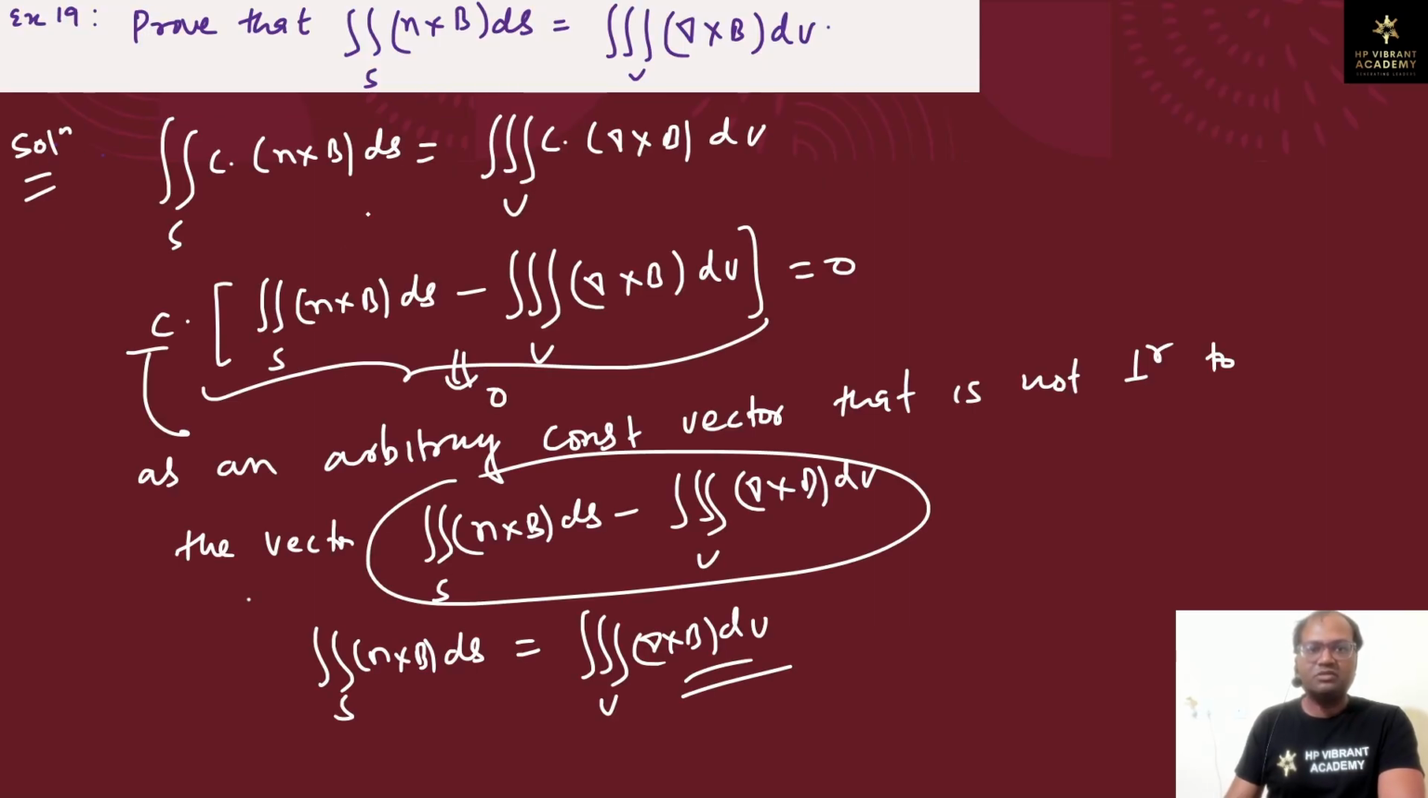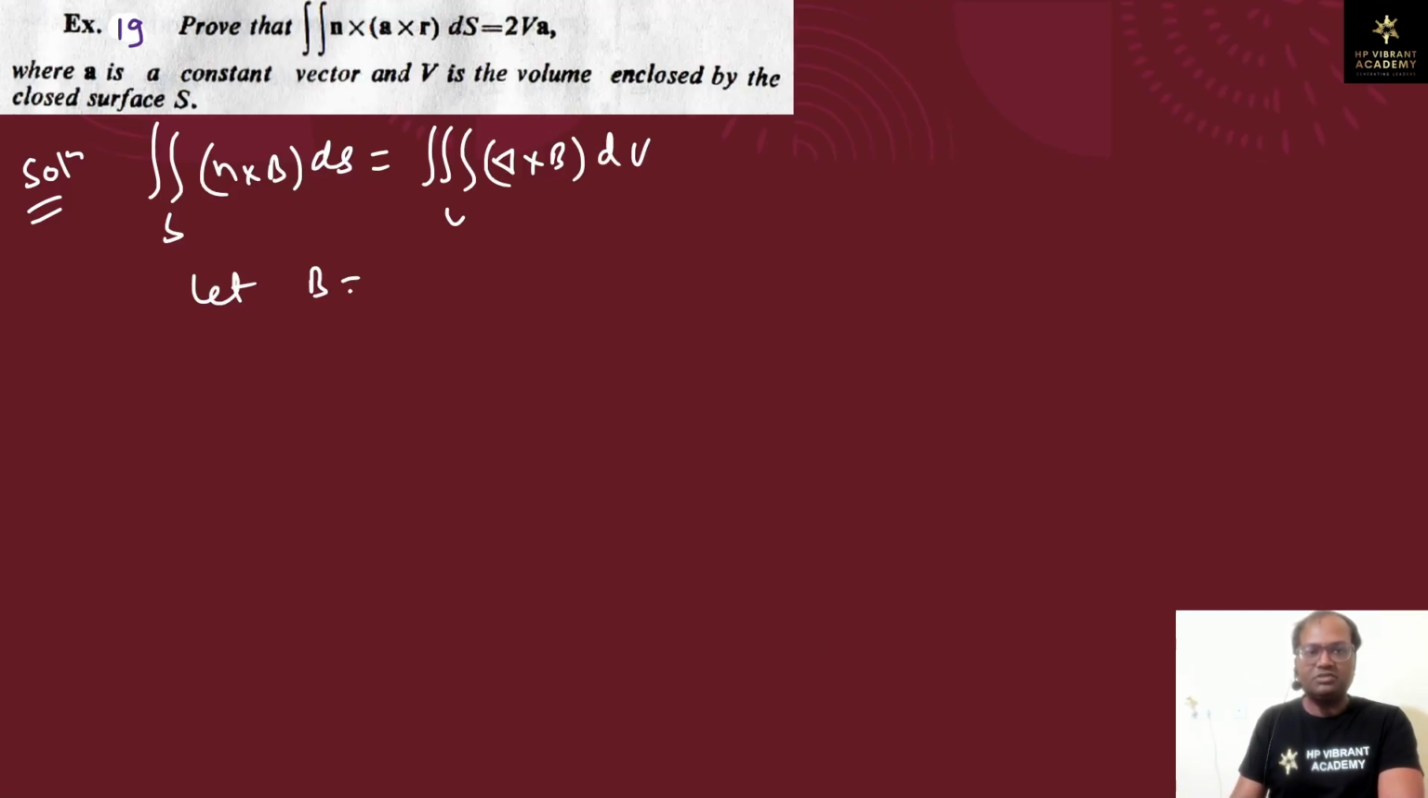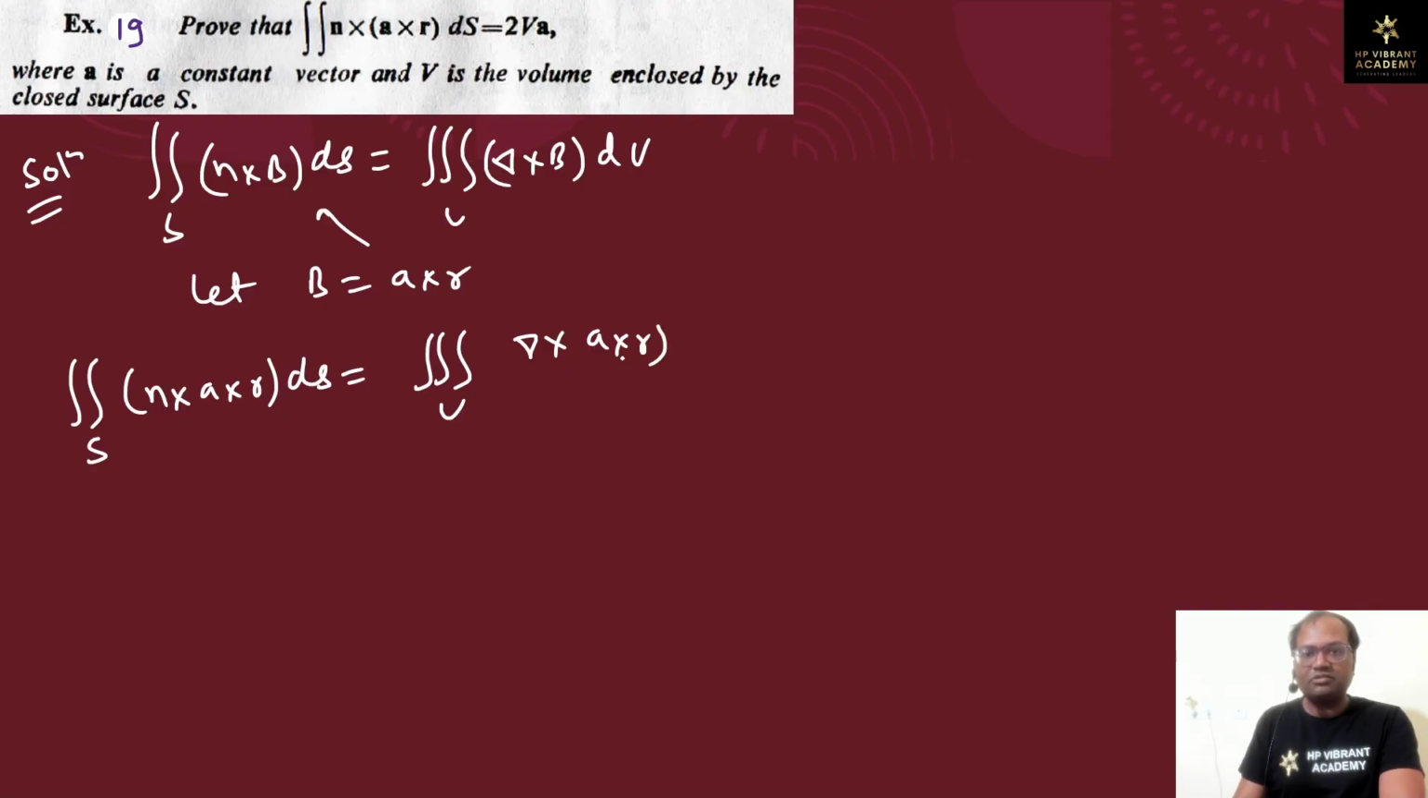Now let us discuss question number 19, how we can solve this. Based on the previous result, let us apply this particular result. We have surface integral n cross b dS is equal to volume integral del cross b dV. Let us consider b equal to a cross r and put it here. So we have surface integral n cross (a cross r) dS is equal to volume integral del cross (a cross r) dV.